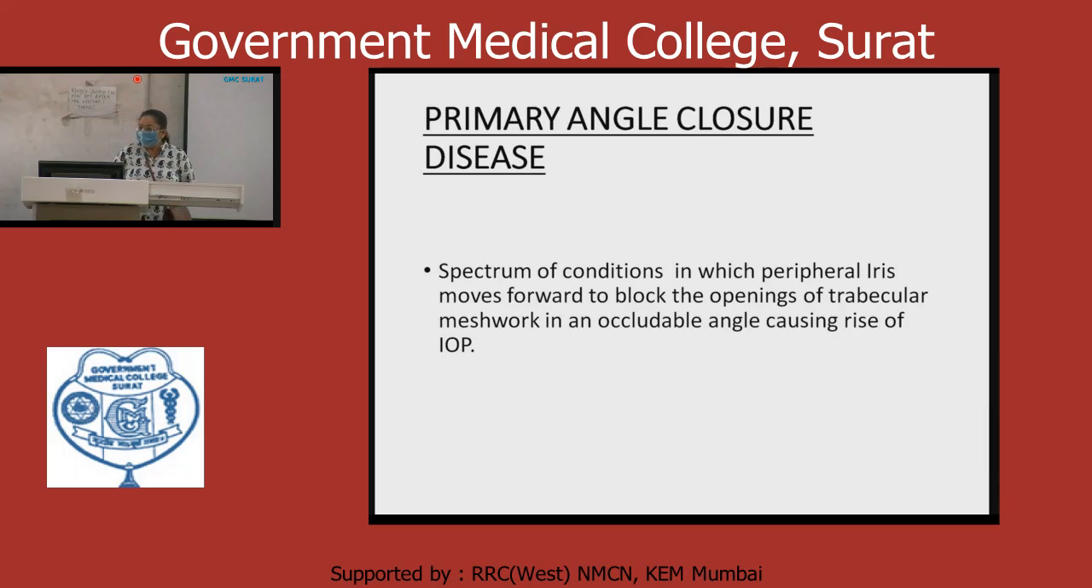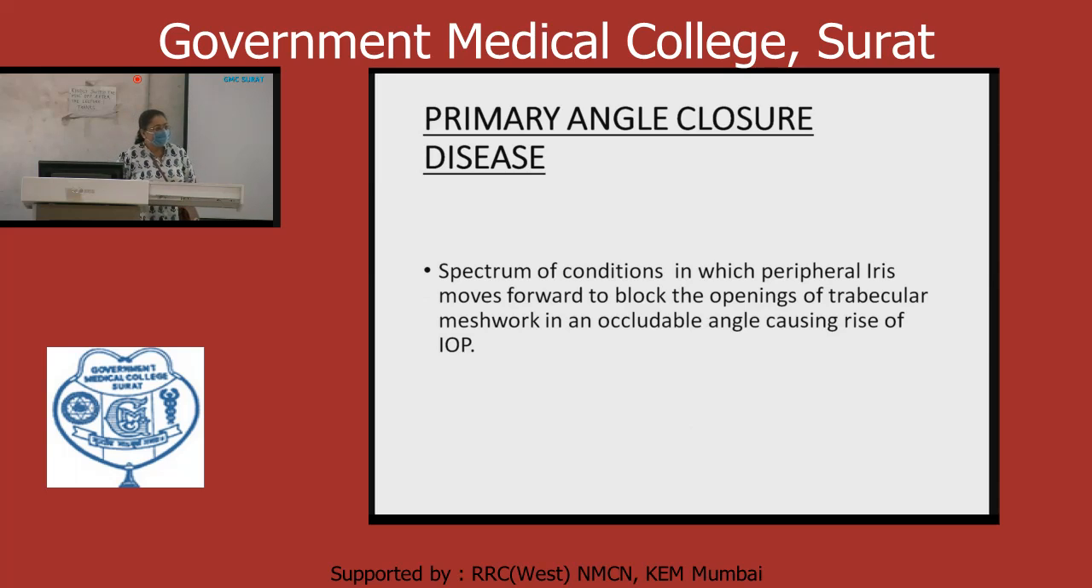Now see what primary angle closure glaucoma is, in which the angle is blocked by the peripheral part of the iris. That is, the trabecular meshwork is occluded in angle closure glaucoma, which leads to raised IOP.